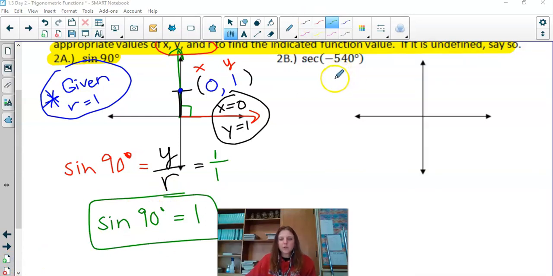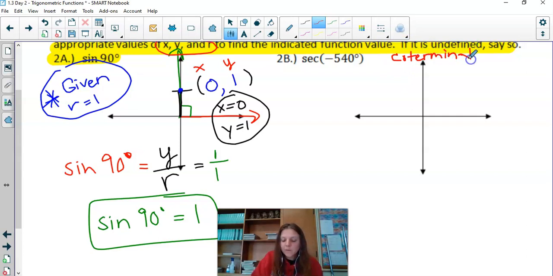Let's try a second trig function. So go ahead and write this down and make the little graph. Pause if needed. In order to do this question, I'm not going to try to graph negative 540. That would get really confusing. We're not working with negative numbers. So what we can do instead is find an angle that is coterminal to the one that's given.